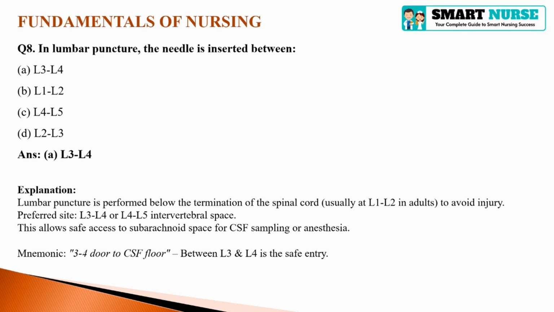In the lumbar puncture, the needle is inserted to give an injection, for example to give anesthesia. The options: A is the L3 L4 space, B is L1 L2, C is L4 L5, and D is L2 L3. In adults, L1 and L2 are usually avoided because of the risk of injury, and the puncture site will be L3 and L4, or it can be the L4 and L5 intervertebral space. Mainly we give it at the space between L3 and L4.